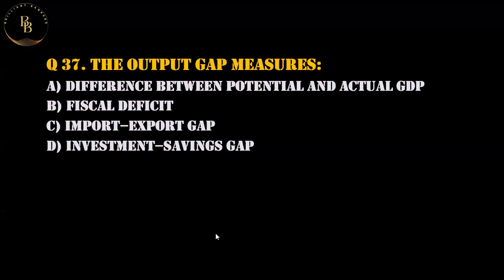The output gap measures the difference between potential and actual GDP, fiscal deficit, import or export gap, or the investment and savings gap. What is the output gap? Output gap is the difference between potential and actual GDP, wherein the positive gap is overheating and the negative is a recessionary condition. So this is what an output gap is.